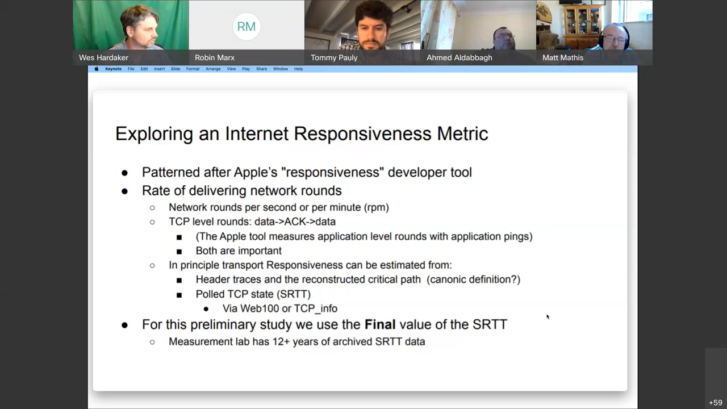And you can calibrate the measurements against a reality that you can determine, for instance, from packet captures. For this preliminary study, because I didn't have the data readily available, what I'm using to estimate the rounds is the final value of the smoothed RTT estimator. Measurement Lab has 12 years of archived 10 millisecond samples of the smoothed RTT data for all of the tests. I believe it's all intact, although I haven't confirmed that. Next slide.